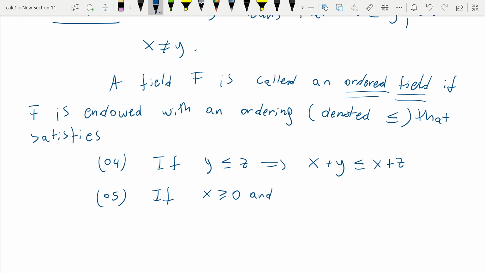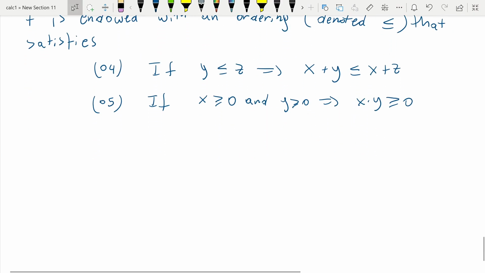So if x is greater than or equal to 0 and y is also greater than or equal to 0, then if you take the product of the two, that's also greater than or equal to 0. So remember that actually we use something we used before.